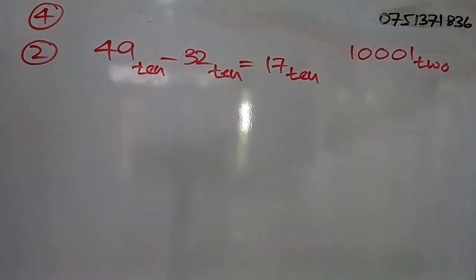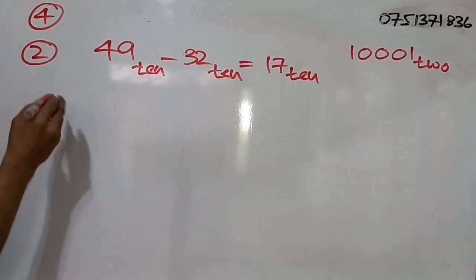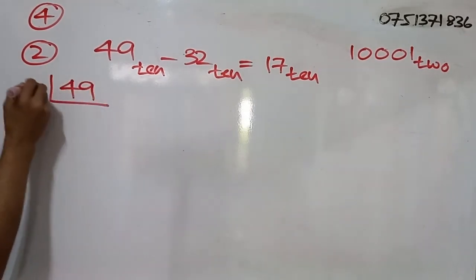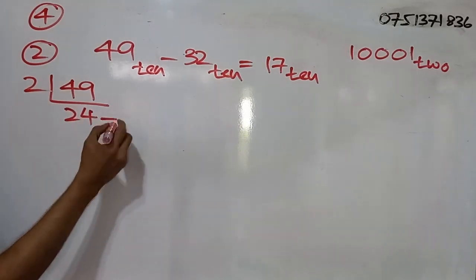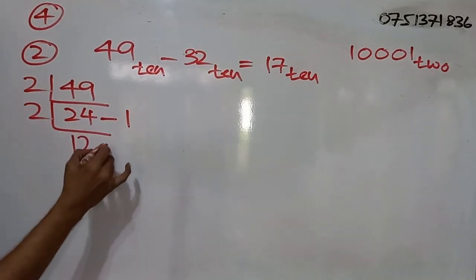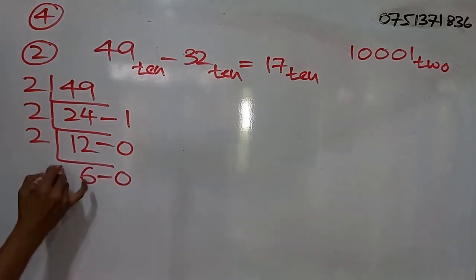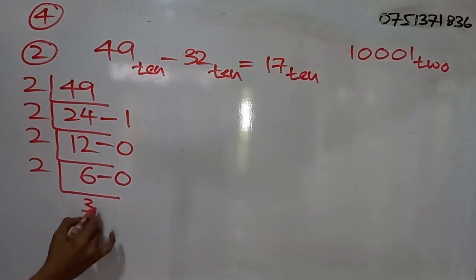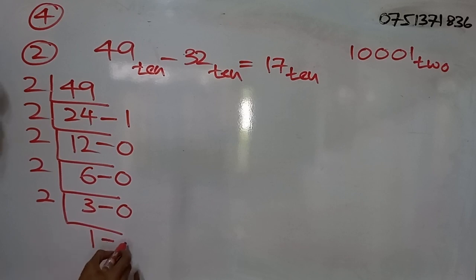First of all, we will convert 49 into base 2. We divide 49 by 2, so the quotient will be 24 and the remainder will be 1. Again we divide by 2, the quotient will be 12 and the remainder 0. Again, the quotient will be 6 and the remainder 0. Again we divide by 2 and the quotient will be 3 and the remainder 0. Again, the quotient will be 1 and the remainder 1. Again, the quotient will be 0 and the remainder will be 1.